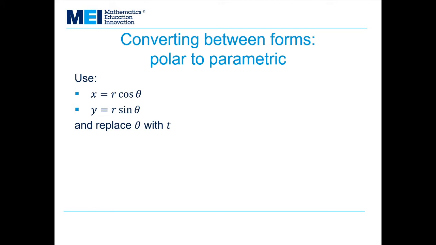Well, what we can do is we can simply use the fact that we've got r cos theta is x and r sin theta is y, and then we can replace theta with t, and then we're going to have something which expresses x in terms of t and y in terms of t. So we've got a set of parametric equations. Let's work through an example of this.